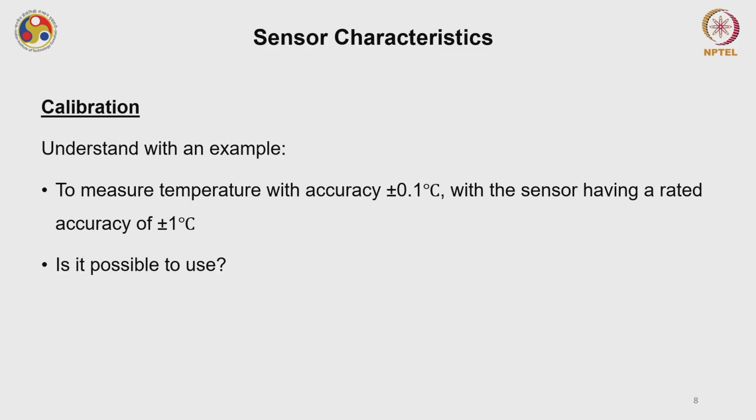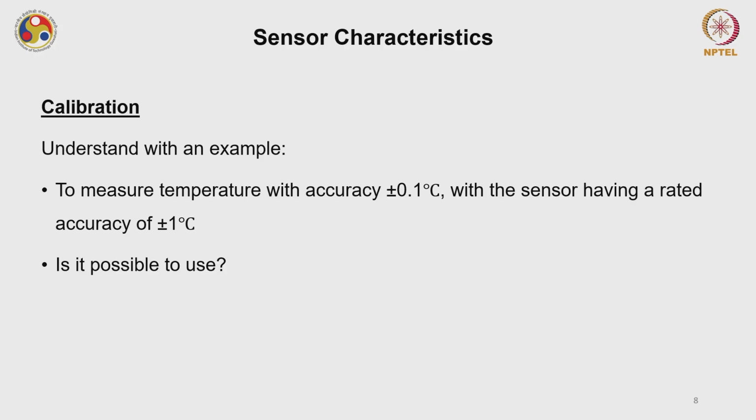I have to measure some temperature with an accuracy of plus minus 0.1 degree Celsius. However, the sensor that is provided to you has an accuracy of plus minus 1 degree Celsius. The question is, is it possible? Because the measurement requires more precision, or more accuracy, however the sensor itself has poorer accuracy. So is it possible to use it? The answer is yes. I can use the sensor having an accuracy of plus minus 1 degree Celsius for measurement of plus minus 0.1 degree Celsius.